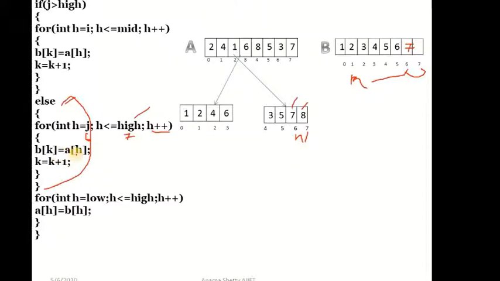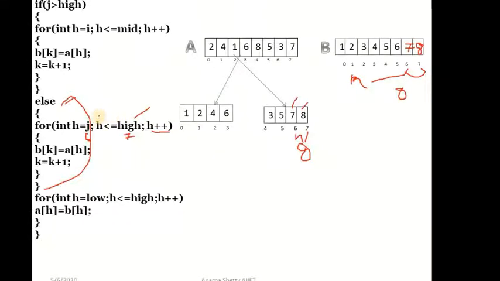Next, b of k is equal to a of h. What is there in a of h? 8 is there, that is you have to put it to b of k. So I copy 7 and 8. Next I increment k. So k was 7, k becomes 8. Okay, and again you increment h. H was 7, h also becomes 8.